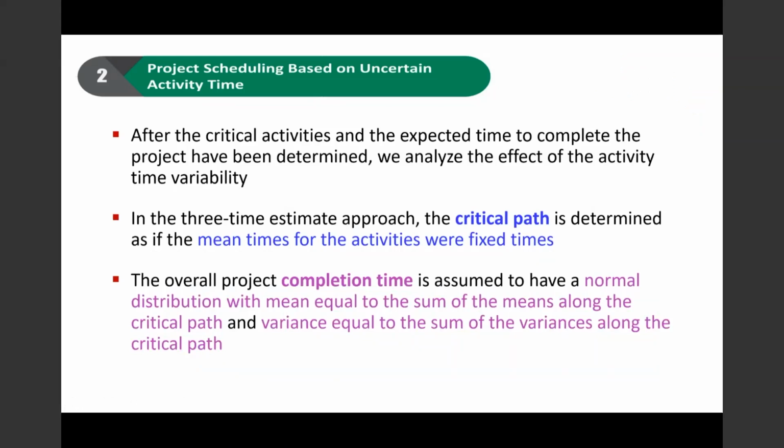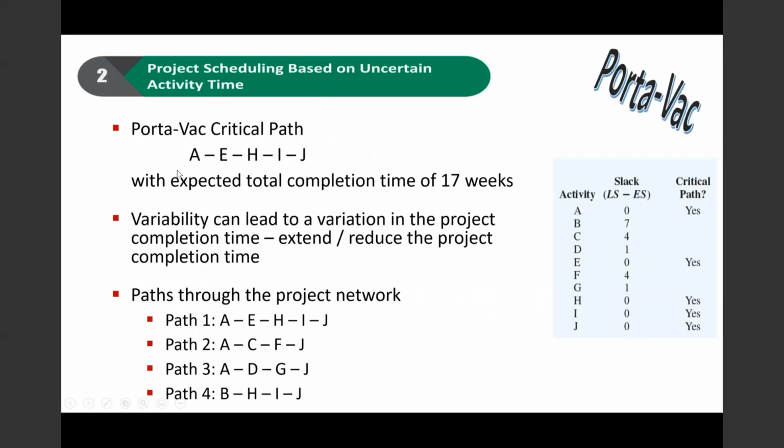As mentioned earlier, the critical path is determined as if the mean times for the activities were fixed time. Overall project completion time is a normal distribution with mean equal to the sum of the means along the critical path and variance equal to the sum of the variances along the critical path. Here, our critical path is A, E, H, I, and J with a total completion time of 17 weeks.